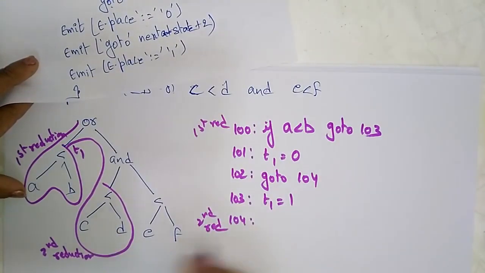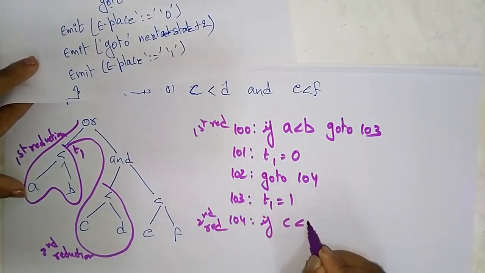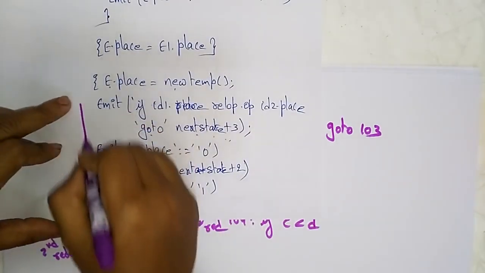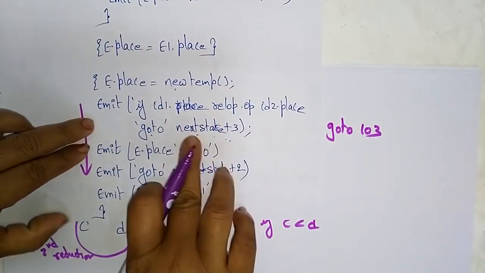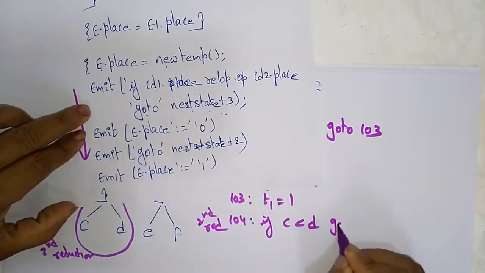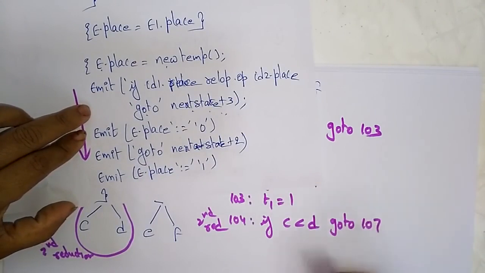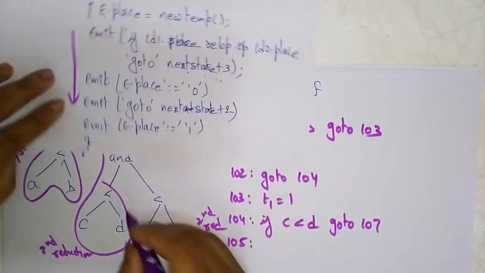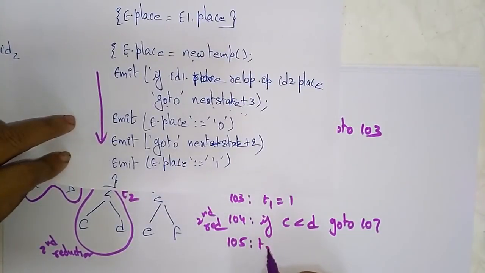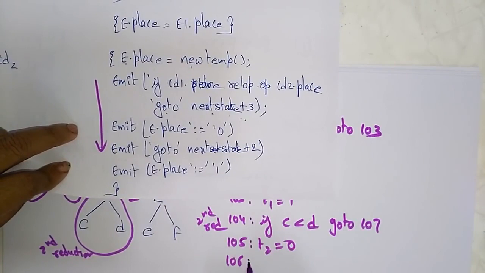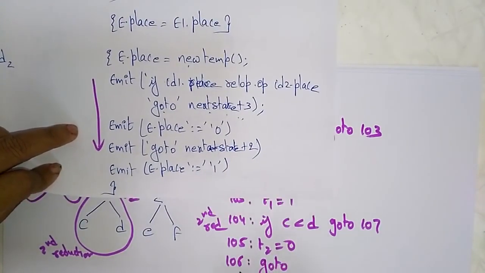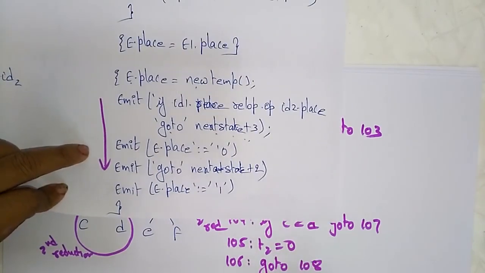So in 104, if C less than D, according to our step, continue the steps one by one. If C less than D, skip 3 steps, meaning go to 104 plus 3, 107. 105 is next, E dot place. Now the temporary variable, let's take this as T2. T2 is equal to 0, and 106 is go to next place plus 2, which means 108. And 107 is T2 is equal to 1.